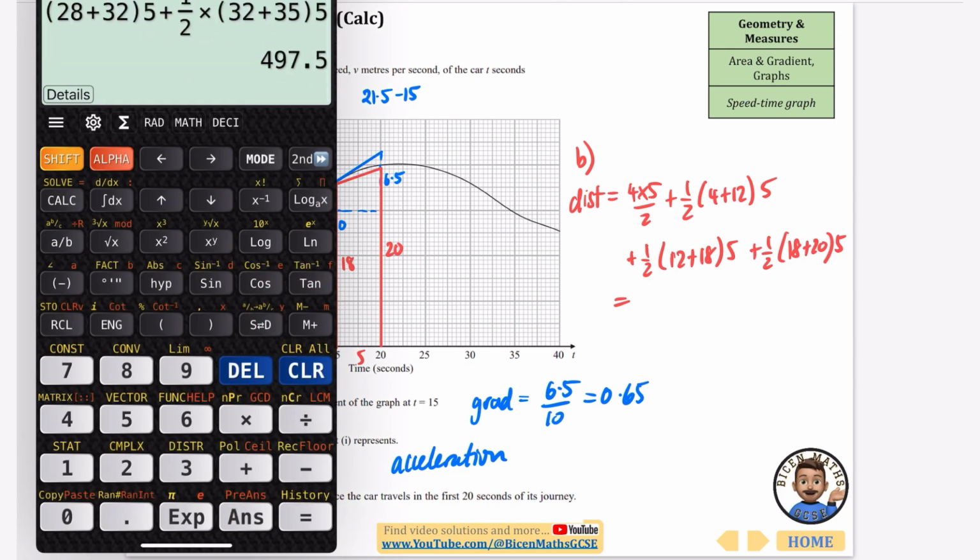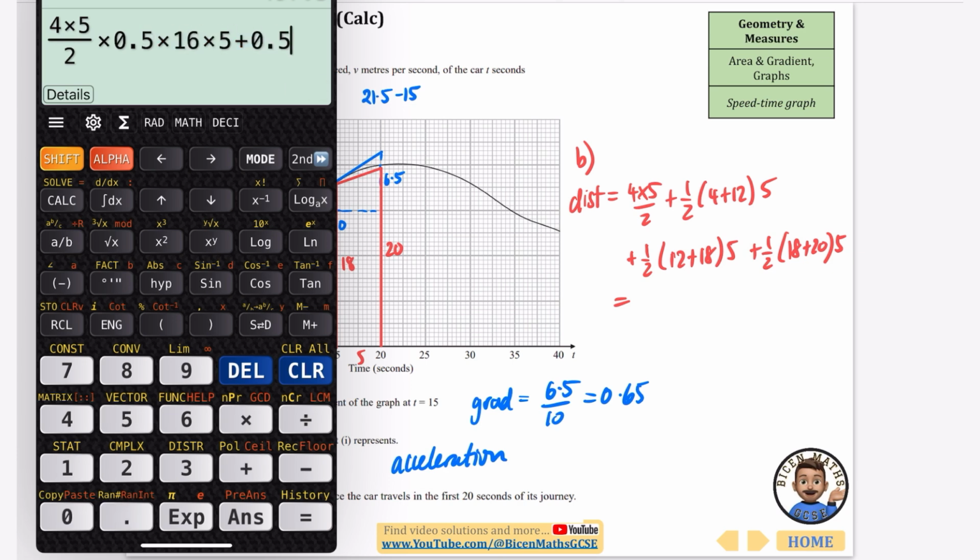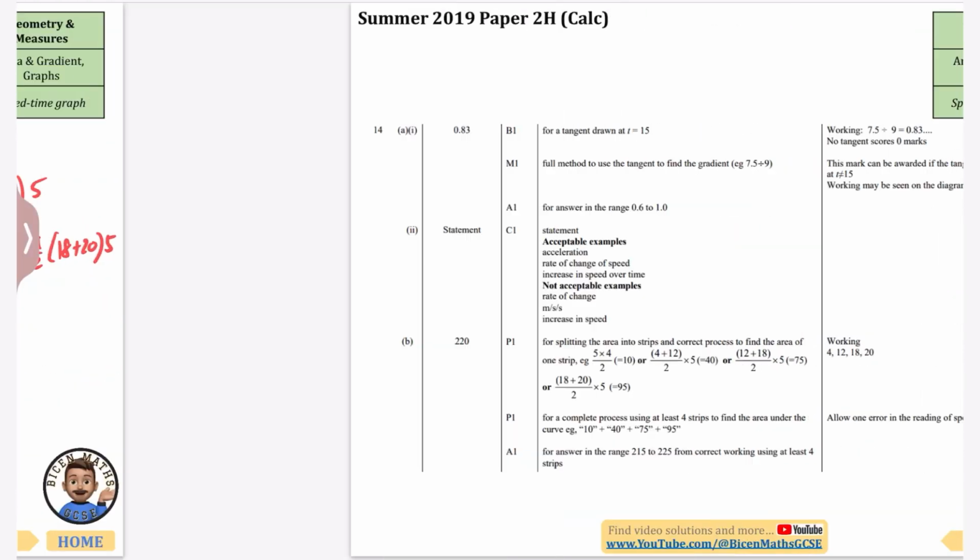So this time I'm going to do the 4 times 5 divided by 2. Now I'm going to be lazy. Instead of typing in a half, I'm going to do 0.5, and instead of typing in 4 plus 12, I'm going to do 16. So I'm going to do 0.5, 12 plus 18, that's 30, and 18 plus 20, that is 38. So we get 570 meters. So you can see different calculator techniques to be speedier if we need it.